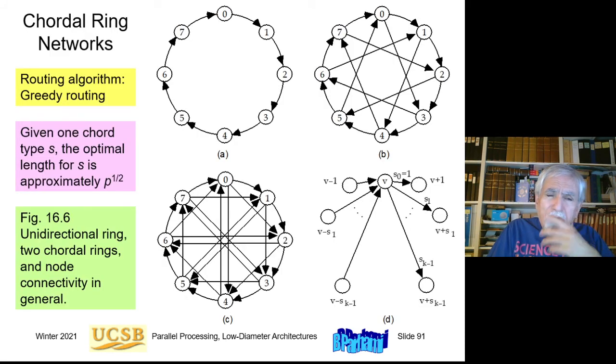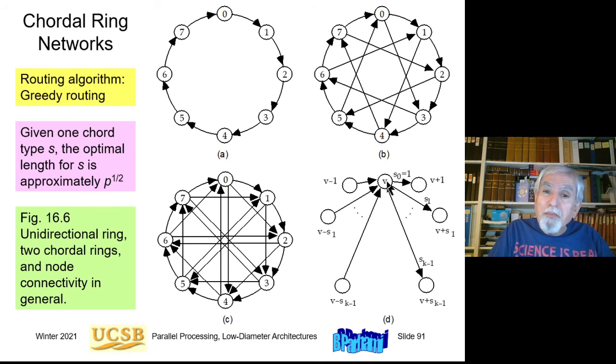Chordal ring networks, we have already seen an example of this. This is a ring, a unidirectional ring network. This is a unidirectional chordal ring network where I've added a chord to each node. So node I is connected to I plus 1 along the ring, and I plus some other number, in this case I plus 3, which is the chord. So each node has in degree 2 and out degree 2.